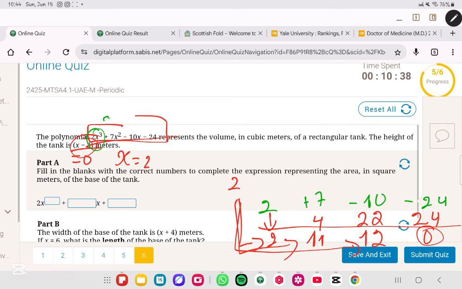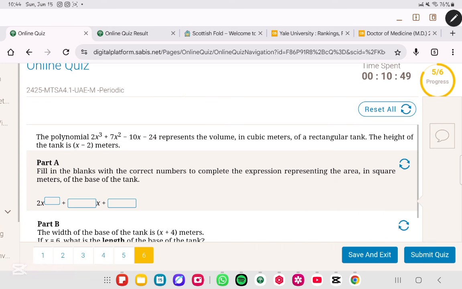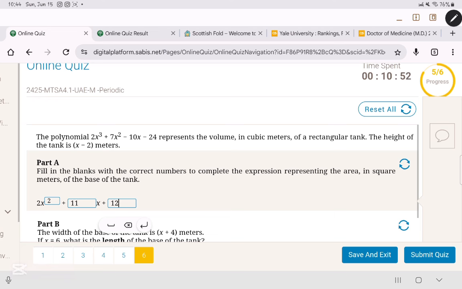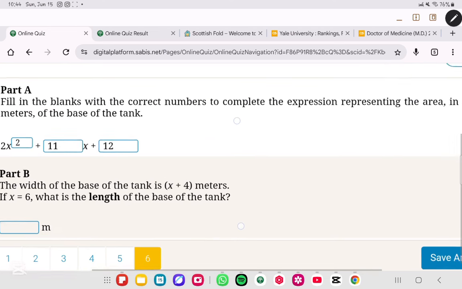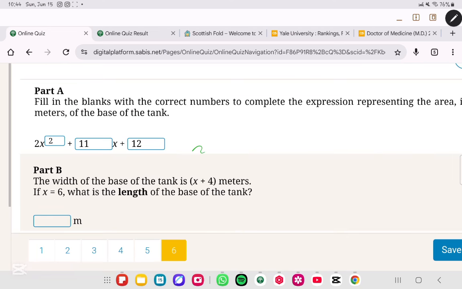We started with x to the power of 3. So the next one is x squared. So it's 2x squared plus 11x plus 12. Very simply. So 2x squared plus 11x plus 12. Now here's something very important. We have what now? We have the area. This over here is the area.